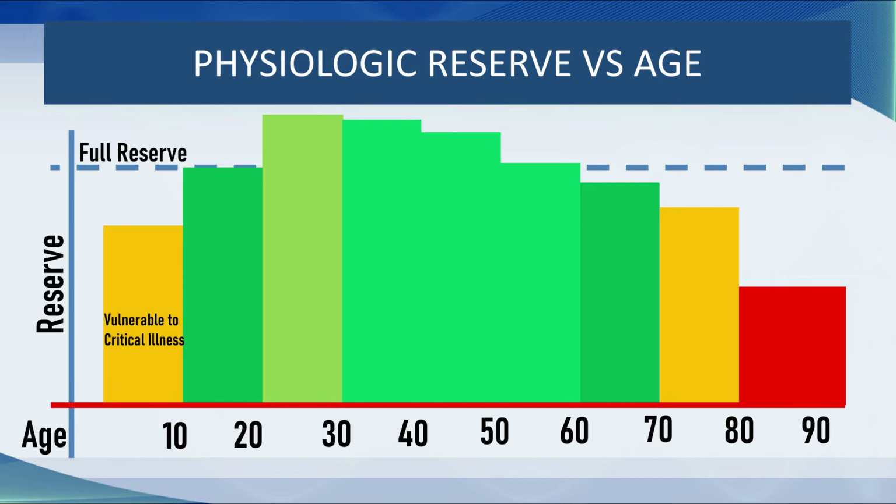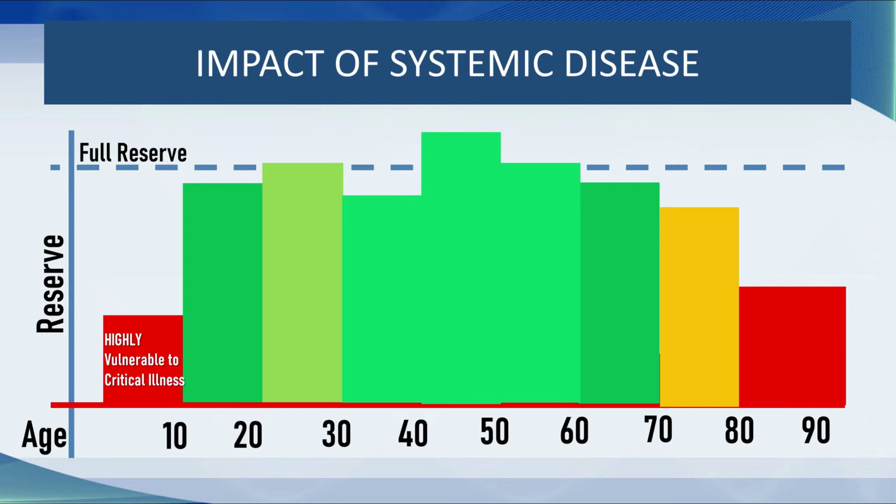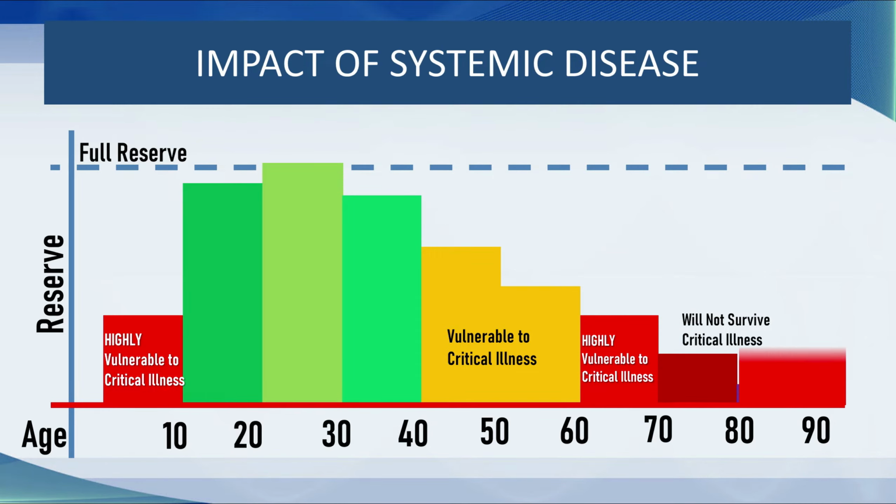Normal individuals who don't have any concurrent diseases are vulnerable to critical illness before the age of 10 and over the age of 70. And they're particularly vulnerable over the age of 80. However, if one has systemic diseases, and I'll go through these a little bit later on, the vulnerability is increased considerably over all age brackets. And you can see here, with systemic disease, children under the age of 10 are highly vulnerable to critical illness.